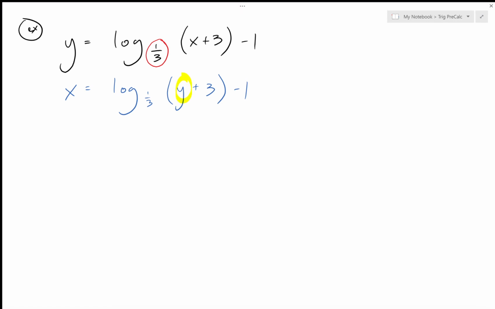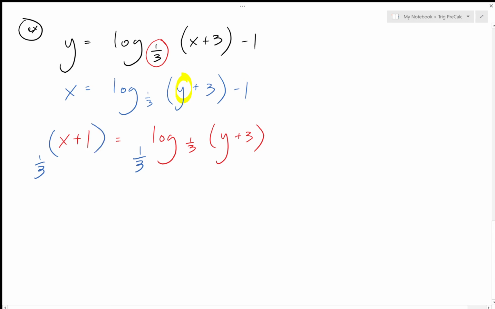Now this time we can move that -1 first by addition. So it's actually x plus 1 over here equals log base 1/3 of (y plus 3). Now that y is stuck in parentheses, we deal with the log. Just like last time when the base was 4, this base is 1/3, so we take 1/3 and lift that whole thing to that exponent. But what I do to one side, I do to the other. Now the exponent is x plus 1. These cancel, so I've got 1/3 to the x plus 1 power equals y plus 3.